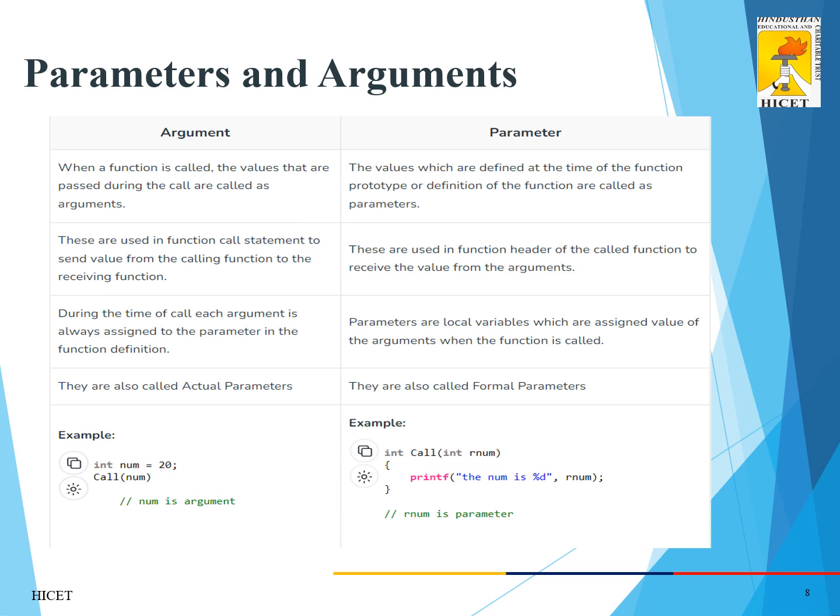For example, void call(int num), printf the num is %d, num. Here the num is called a parameter. So to make it simple, arguments are the values we pass when calling a function, and parameters are placeholders that receive those values in the function definition.